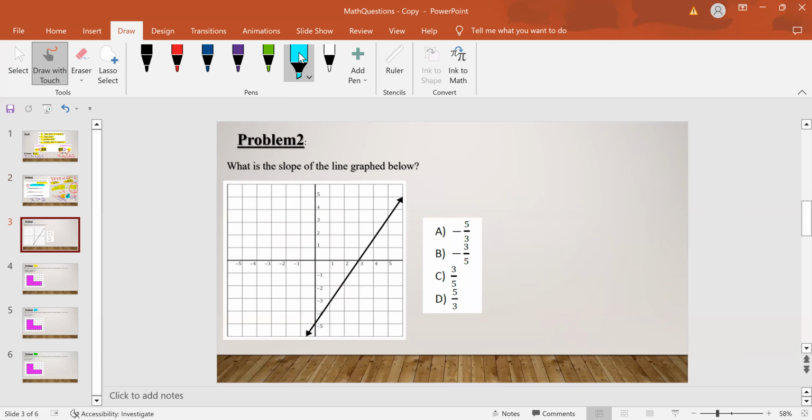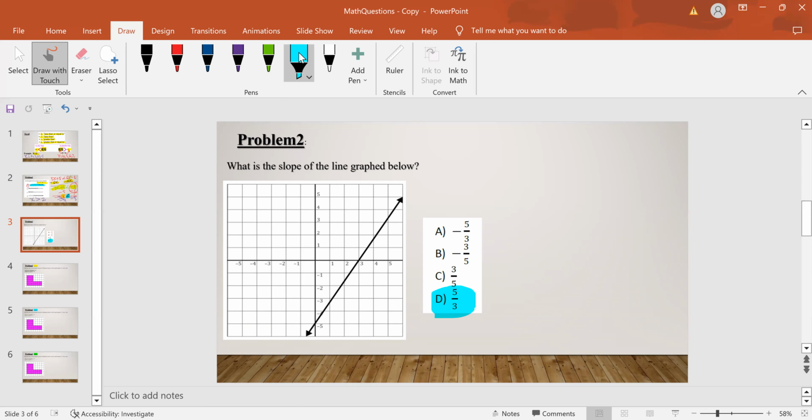So here we have a line and the axes to find the slope. What is the slope of the line graphed below? Okay, I can tell you right away. You can pause the video and solve it before you continue. But I can tell you that the best choice here is the last one, D.